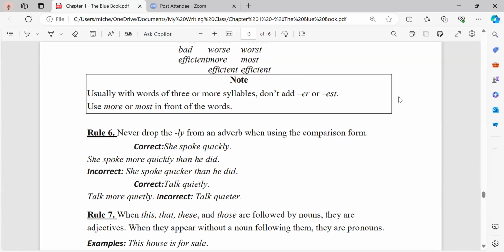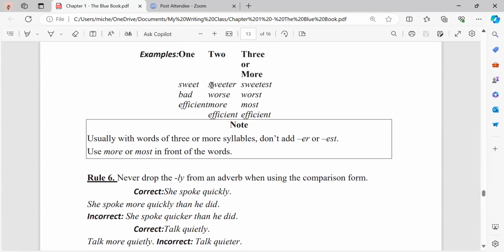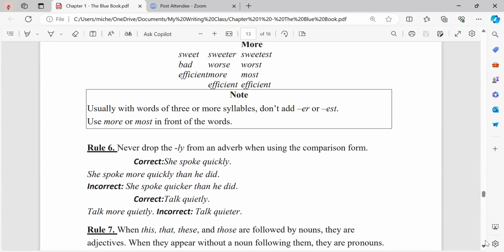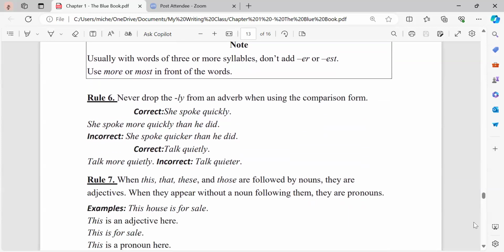But there are actually some exceptions. For example, we have bad right here. It doesn't necessarily mean badder or baddest. No, they have a different form. So this is kind of like an irregular verb kind of thing. It's worse or worst right here. So worse would be the comparative, and worst with the T at the back would be the superlative form. So those are some exceptions.